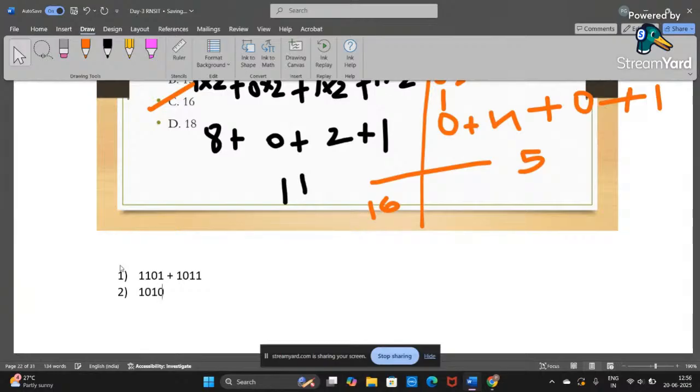0101 minus 1001, then 101 into 11, then 11000 into 100. So find the answer for all this.